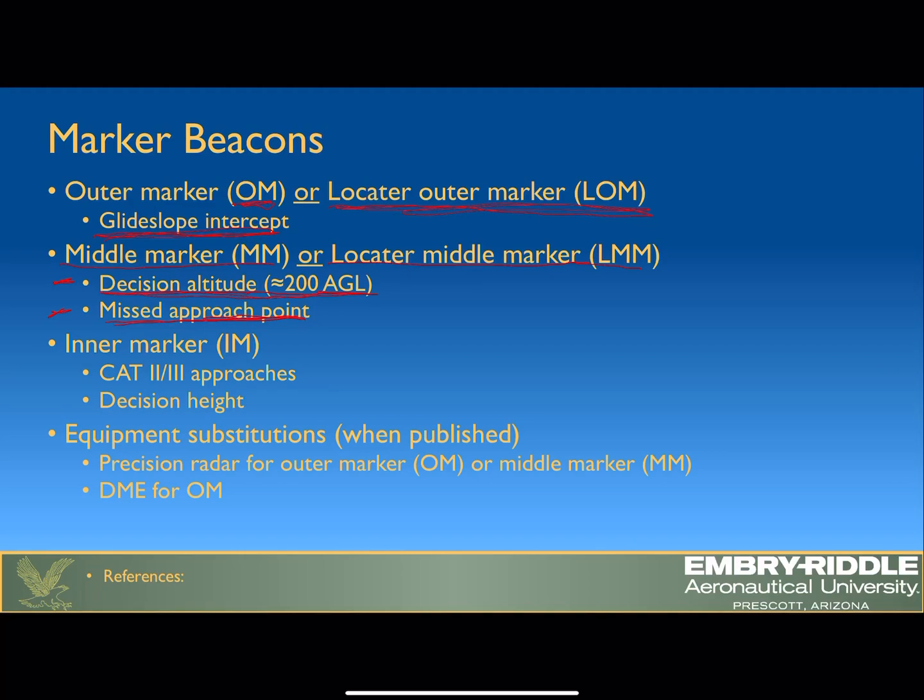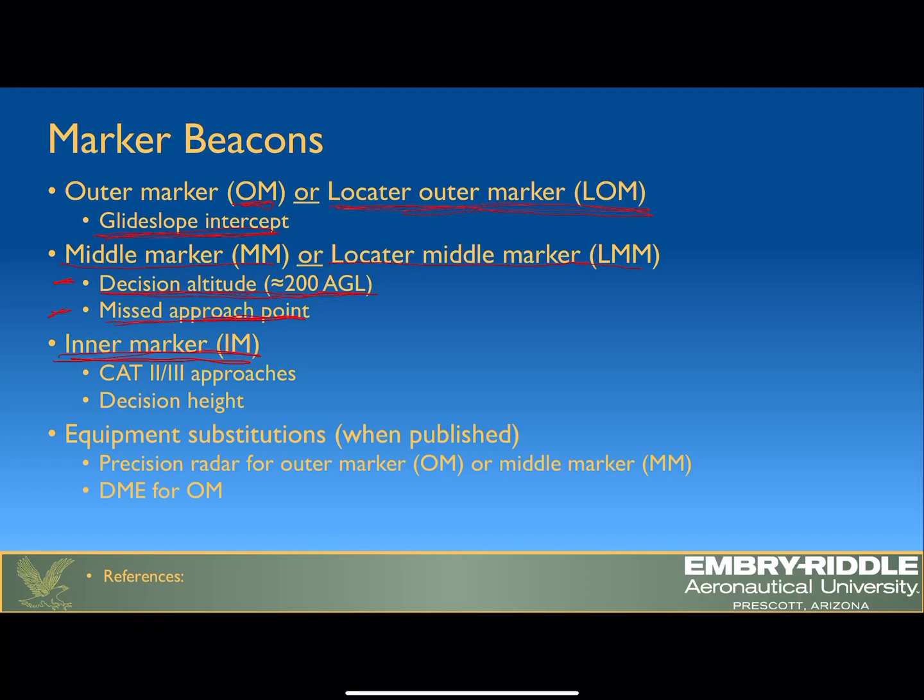Then last, we can have the inner marker, the IM. This is a further marker. This is even closer to the runway. And this is used for Cat 2 or Cat 3 approaches. This is the decision height for those aircraft. Cat 2, Cat 3, these are high precision approaches. This is what airliners are using. A lot of the times these approaches are completely automated. I believe with the Cat 3 approach, the aircraft essentially lands itself. So it's using autopilot all the way down to the ground to land on the runway.